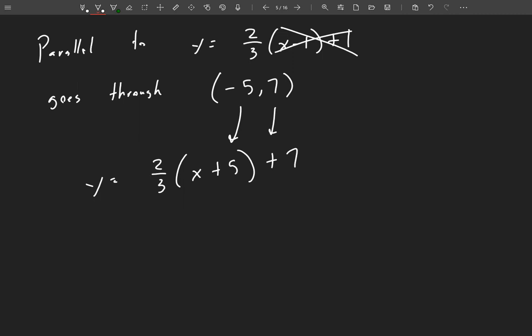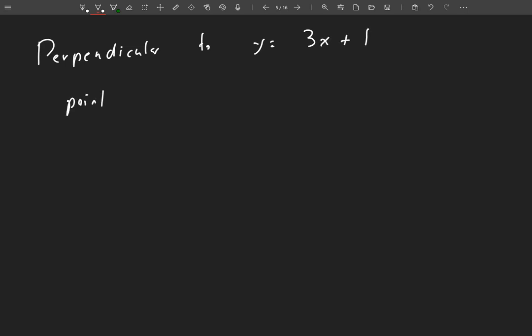You can also take this concept and do things with perpendicular lines. So perpendicular to, let's say y equals 3x plus 1, and goes through the point. I'm going to skip some of the words so I don't have to write it all out. Goes through the point, let's not use 3. Let's do 2 and 4.